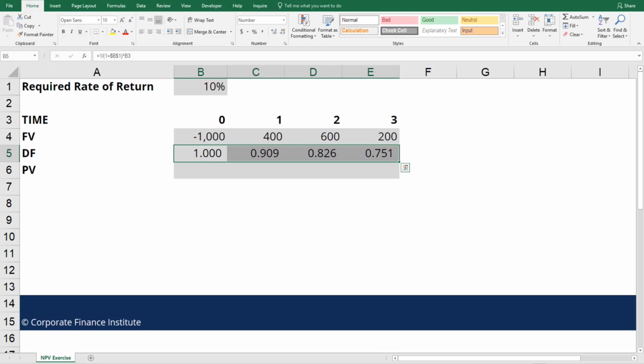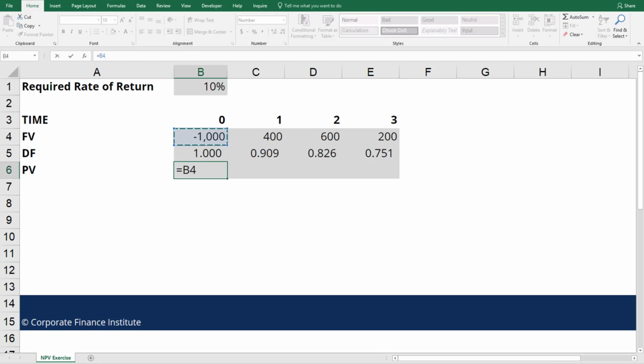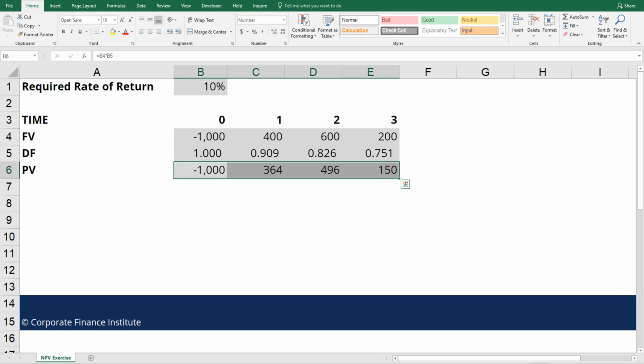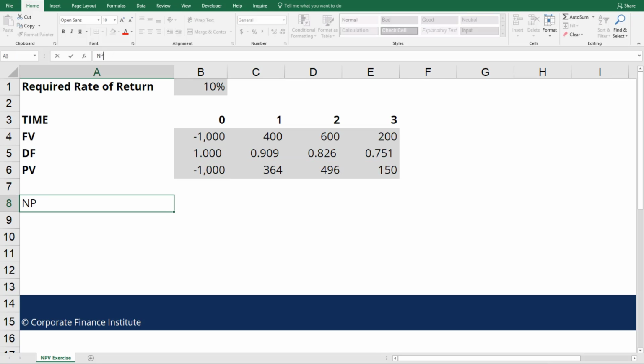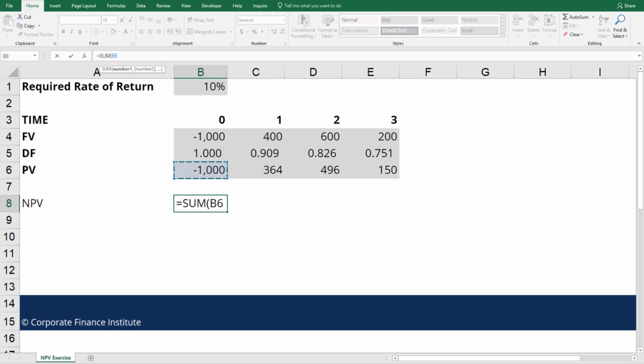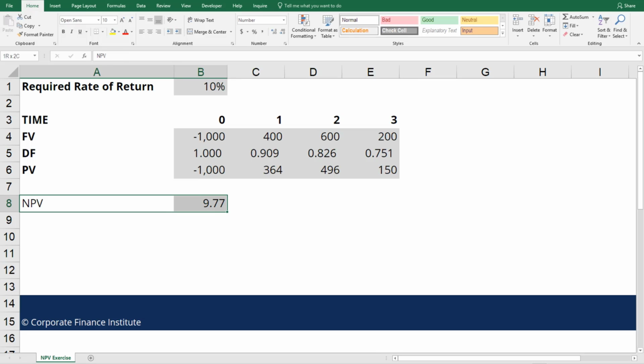Calculating each cash flow's present value is now simply a matter of multiplying the future value by the discount factor. And I can calculate the NPV for this project by summing together all the present values. We can see the present value at time 0 remains the same. This makes sense as we are paying $1,000 today. Therefore, the present value of $1,000 today is $1,000.